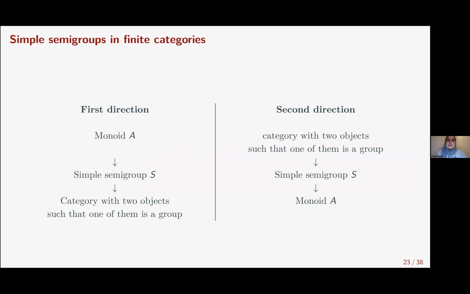The first direction is: if I start with a monoid A, then I could get from this monoid a simple semigroup S, which I will define everything later, of course. And from the simple semigroup, I can construct a category with two objects such that one of the objects is a group. The second direction is just the opposite. If I have a category with two objects and one of them is a group, then I could get a simple semigroup and I could extend it to a monoid.